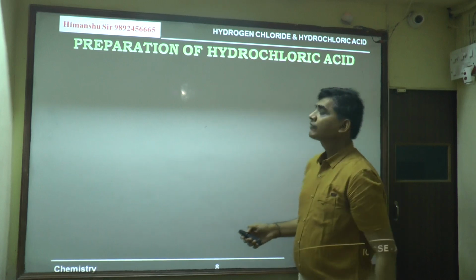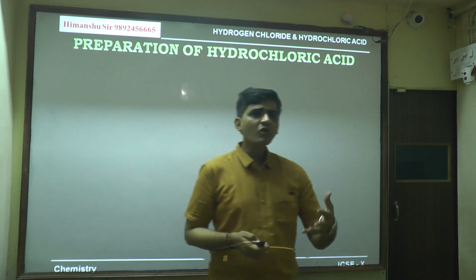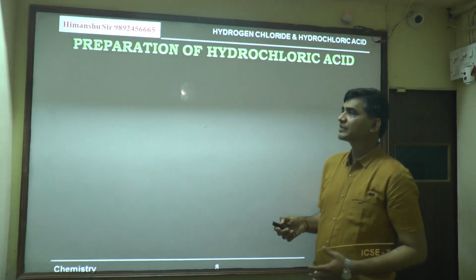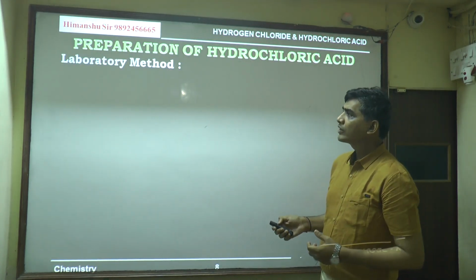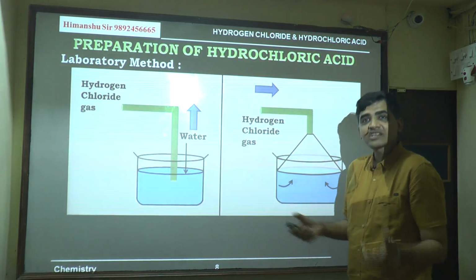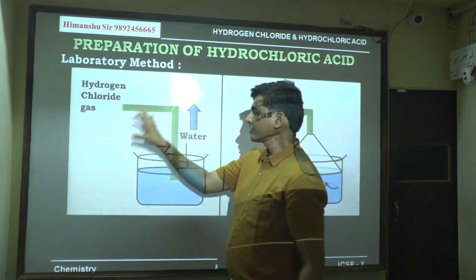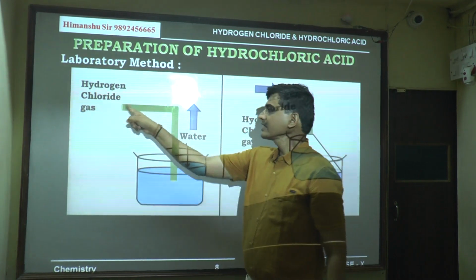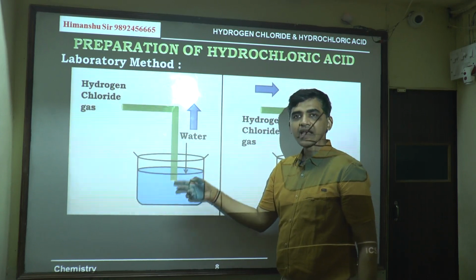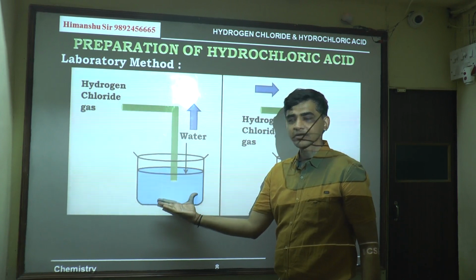Now, preparation of hydrochloric acid. Till now, we have observed all the properties, and how hydrogen chloride gas is prepared in the laboratory. Then we have seen the fountain experiment, and now we are going to see how hydrogen chloride gas is converted into hydrochloric acid. The simple method says: use a beaker, take a delivery tube, pass hydrogen chloride gas into water, and hydrochloric acid formation will take place.